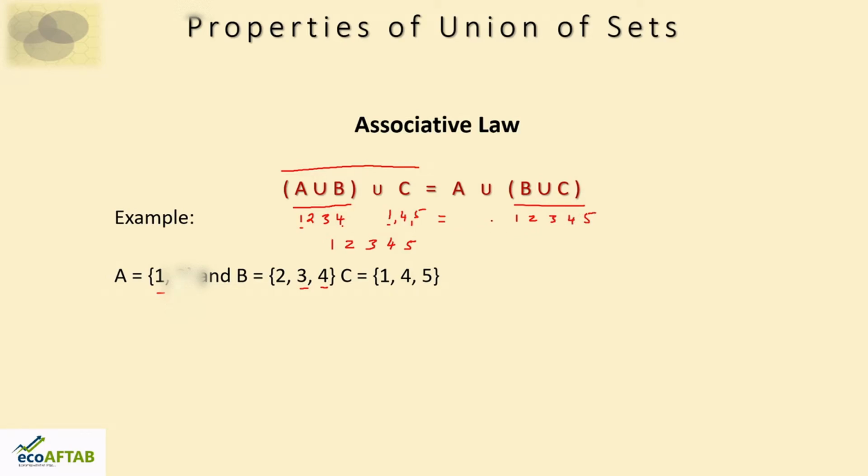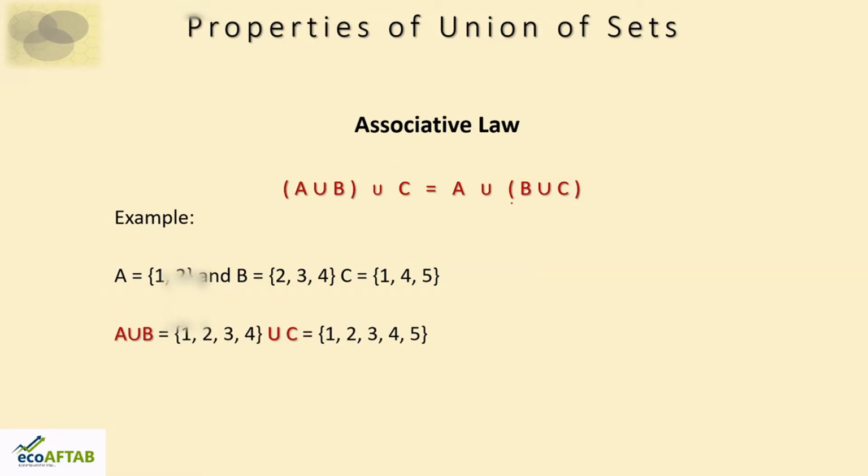Now this thing we are going to unite with A. What are the elements in A? 1, 2. So now A union B union C, the entire set, what will we get? 1 and 2 are there, 3, 4, 5. So both the sets, are they not equal to each other? Yes, they are equal to each other. That is why A union B union C is the same as A union B union C, the same thing.